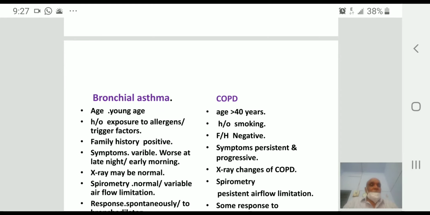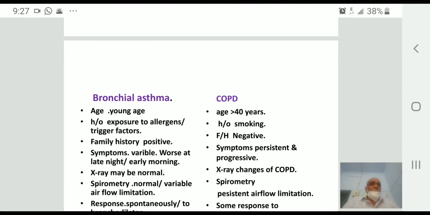Means symptoms are persistent in COPD, but in bronchial asthma symptoms are variable. Sometimes the patient is asymptomatic between two episodes. When exposed to the allergen, the patient develops an episode. Their X-ray may be normal in bronchial asthma while the patient is asymptomatic, but when the X-ray is abnormal in COPD, it always remains abnormal.